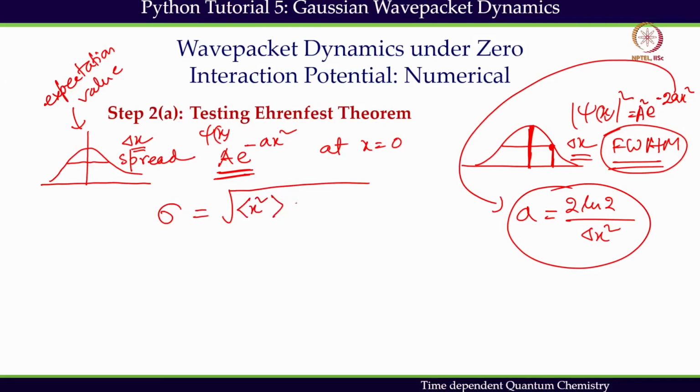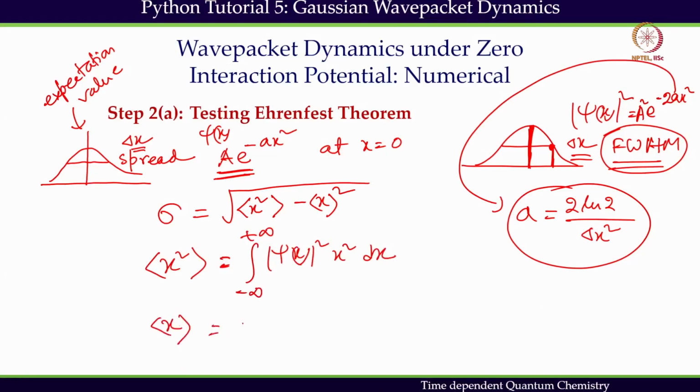⟨x²⟩ minus ⟨x⟩², like this. It is the variance, and if we look at that variance, what is this ⟨x²⟩? This is the expectation value of x square, which is nothing but minus infinity to plus infinity psi x square dx. That's the expression, and the expectation value of x is given by minus infinity to plus infinity psi x psi dx. That's the way expectation value of x is given.